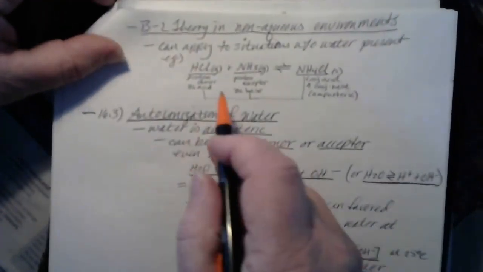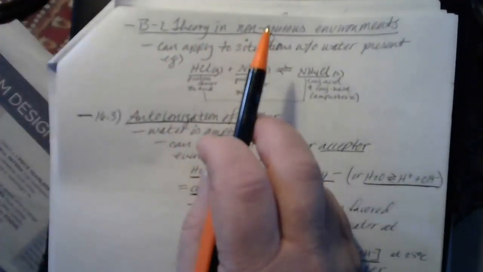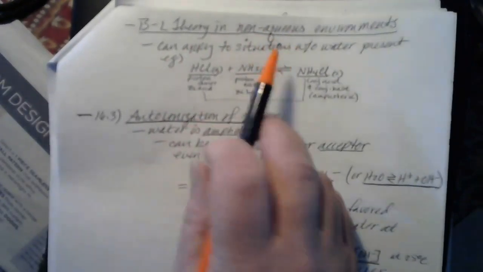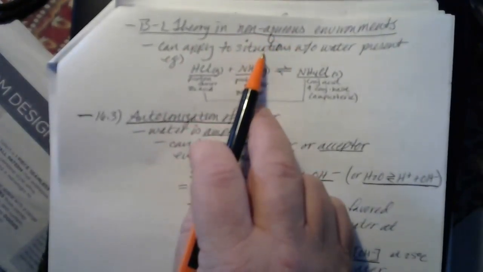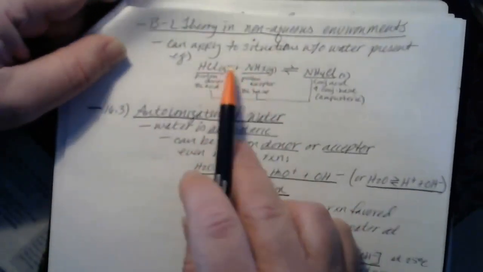Just briefly, one of the advantages to the Brønsted-Lowry theory over the Arrhenius theory is that the Brønsted-Lowry theory can actually apply to situations that are not in water. Generally, we consider that in order to be an acid or a base, something pretty much has to be in water. But the Brønsted-Lowry theory is broad enough that it can actually be applied to situations where no water is present.